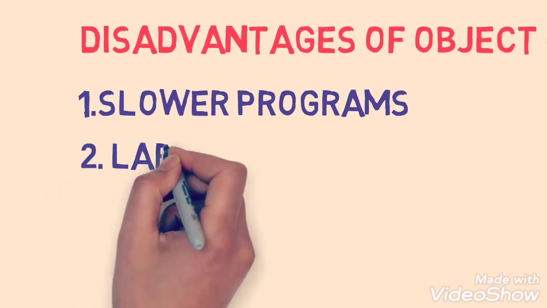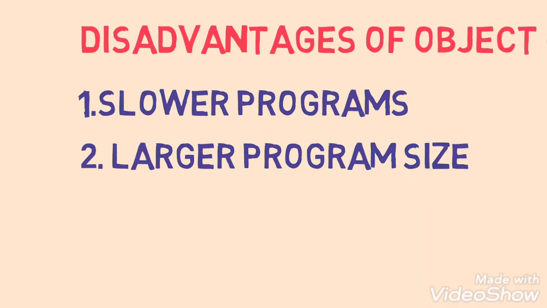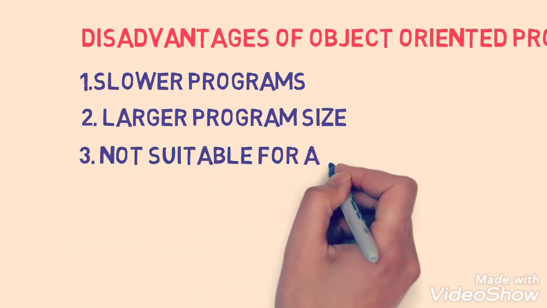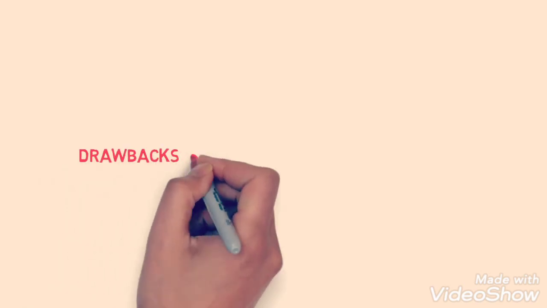Now, the second disadvantage is a larger program size. Now, object-oriented programs involve more lines of code than your procedural programs, and sometimes they are not also suitable for all programs, and they are a lot more complex.